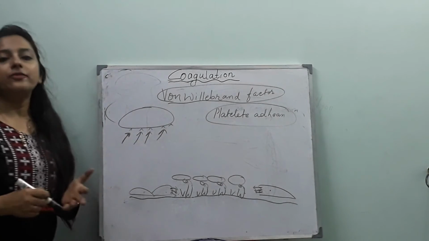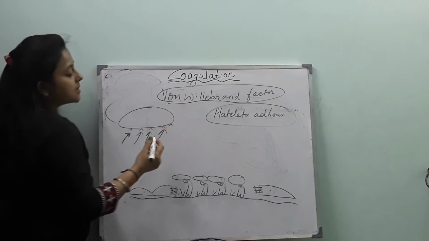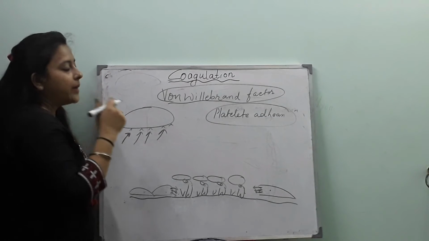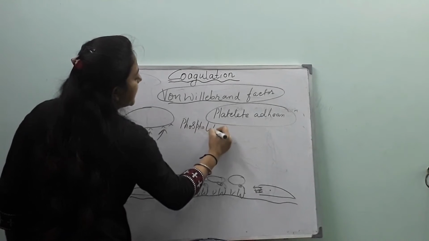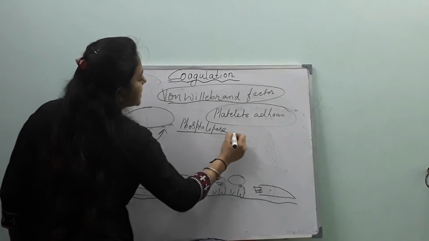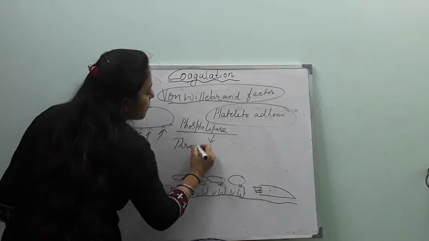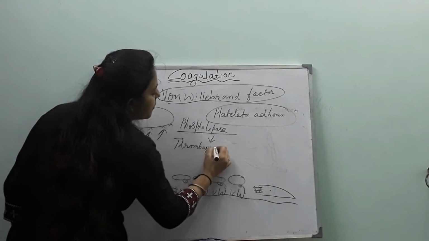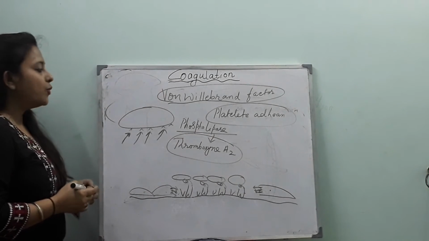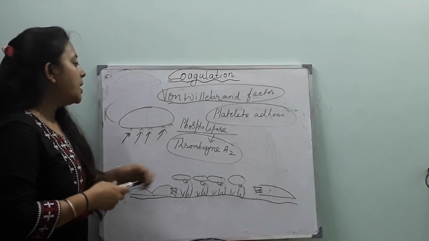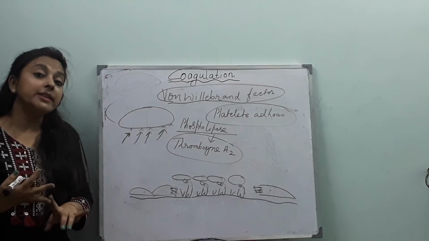Now what happens after activation? After activation, platelets have a special type of enzyme called phospholipase. And this phospholipase, undergoing different reactions, produces a special type of chemical, thromboxane A2. What is the function of this thromboxane A2? Thromboxane A2 acts as a vasoconstrictor, and it also acts as a platelet aggregating agent.